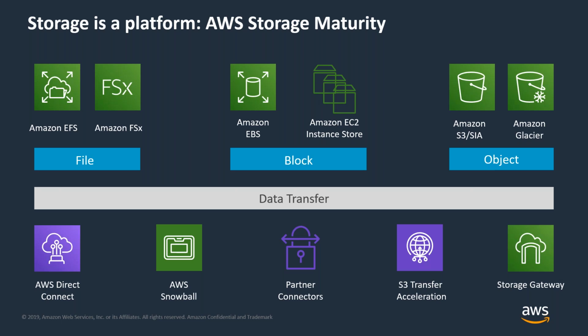Within block services, we have services like Amazon Elastic Block Store, or Amazon EBS, that provides block level storage to instances, as well as Instance Store. In addition, with those block services, AWS offers services like EBS snapshots, which I think we'll be talking a little bit more about today, as well as services that are often associated with backup, like our object services with Amazon S3 as well as Amazon Glacier.